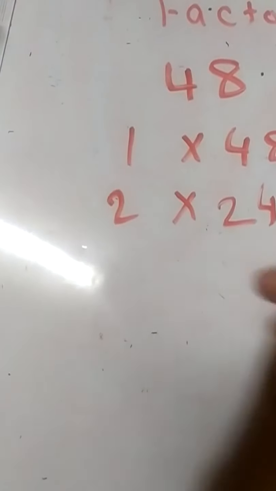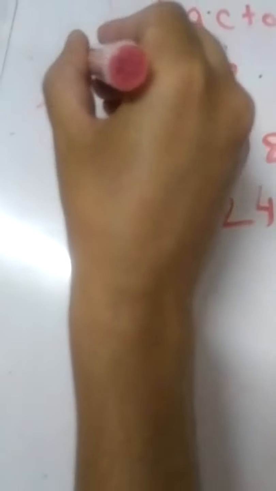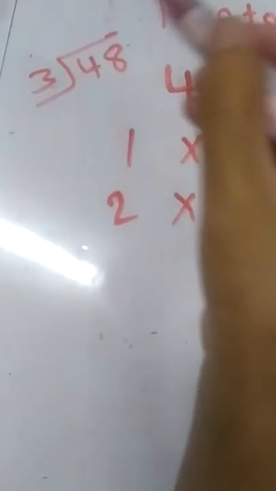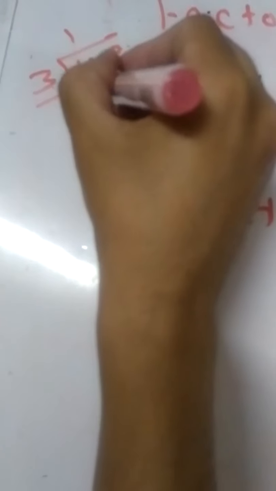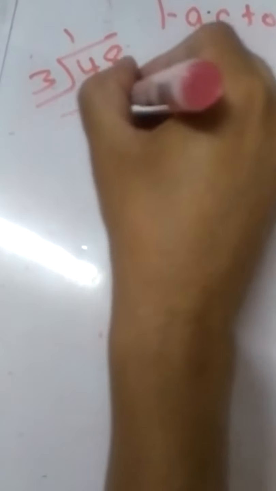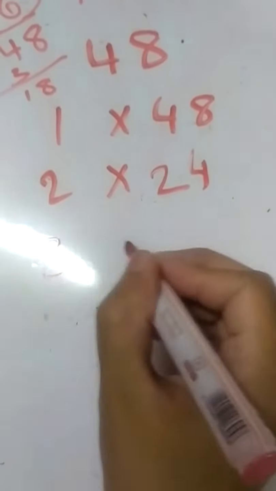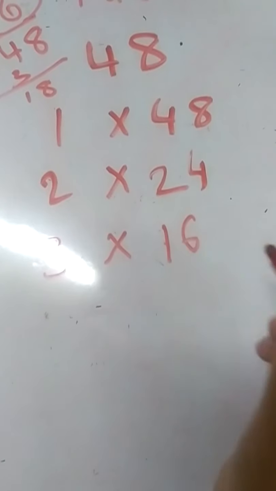So I'm going to divide 48 by 3 like this. Okay, 4 divided by 3 equals 1. That's 3. So it's 18. 18 divided by 3 equals 6. So this is 16. So if I want to divide 48 by 3, I'll get 16. So this is 3 times 16.